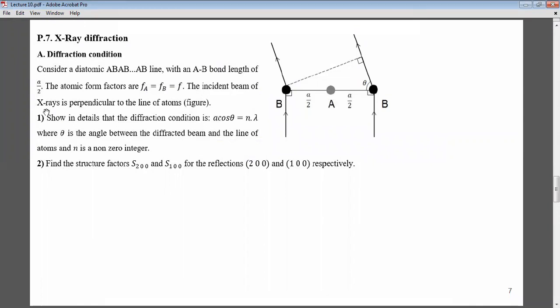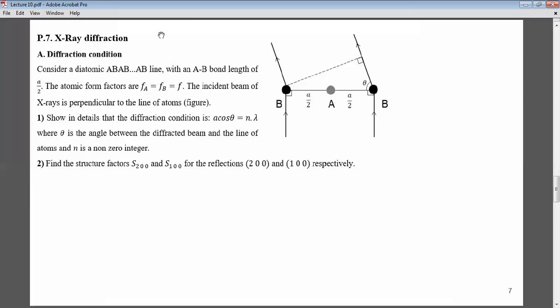The incident beam of X-rays is perpendicular to the line of the atoms as in the figure. So it comes this way and gets diffracted this way, making an angle theta over here with the plane. Part 1: show in detail that the diffraction condition is A cosine theta equals n lambda, where theta is the angle between the diffracted beam and the line of atoms, and n is a non-zero integer. So we have to show this in detail.